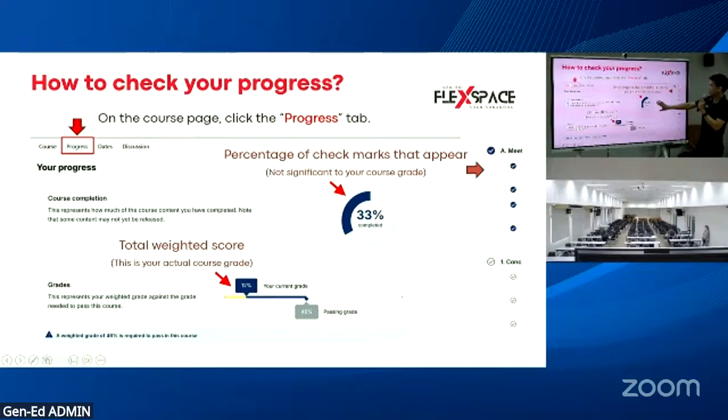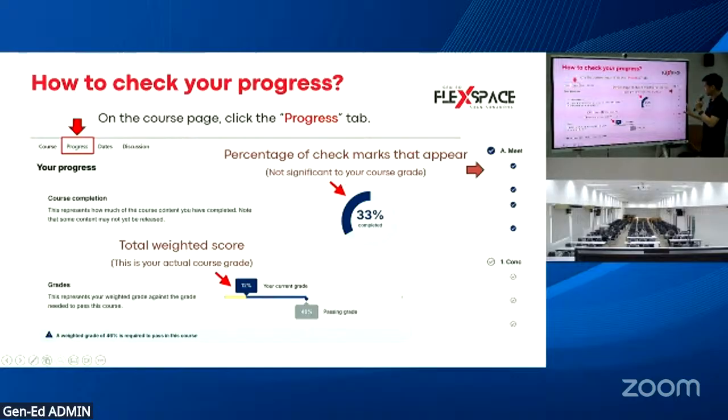First, you will see a large block here, say 33% completed. So what is this about? This is the percentage of check marks that appear. So what are check marks? Maybe another question. If you take a look at the course page, you see the content, and some of the content has a check mark before the topic item. The check mark appears when you have completed that page. If it's a content page, the check mark will appear once you read or watch the lesson video. And for the quiz page, the check mark appears once you complete the quiz.